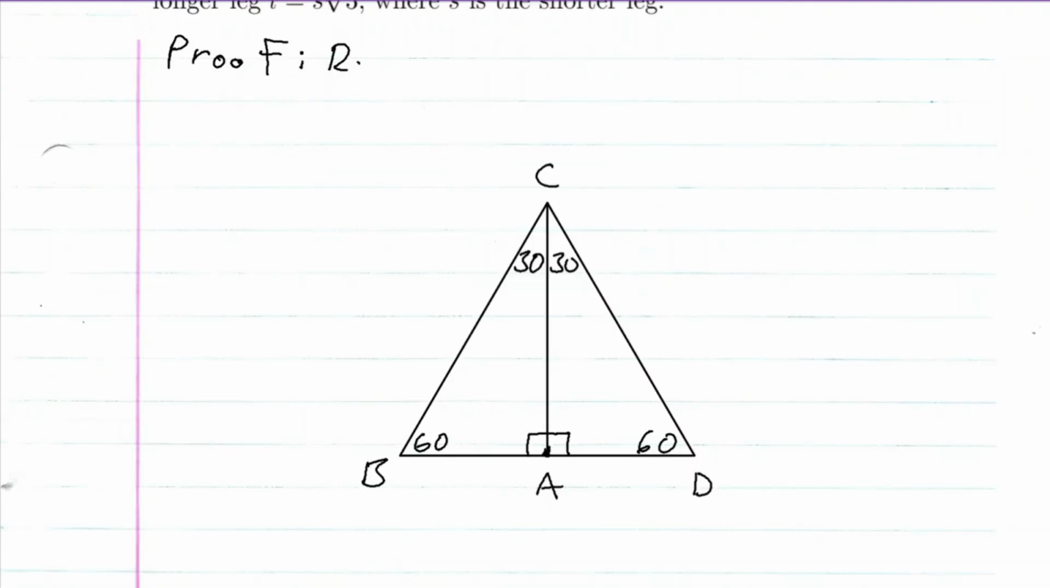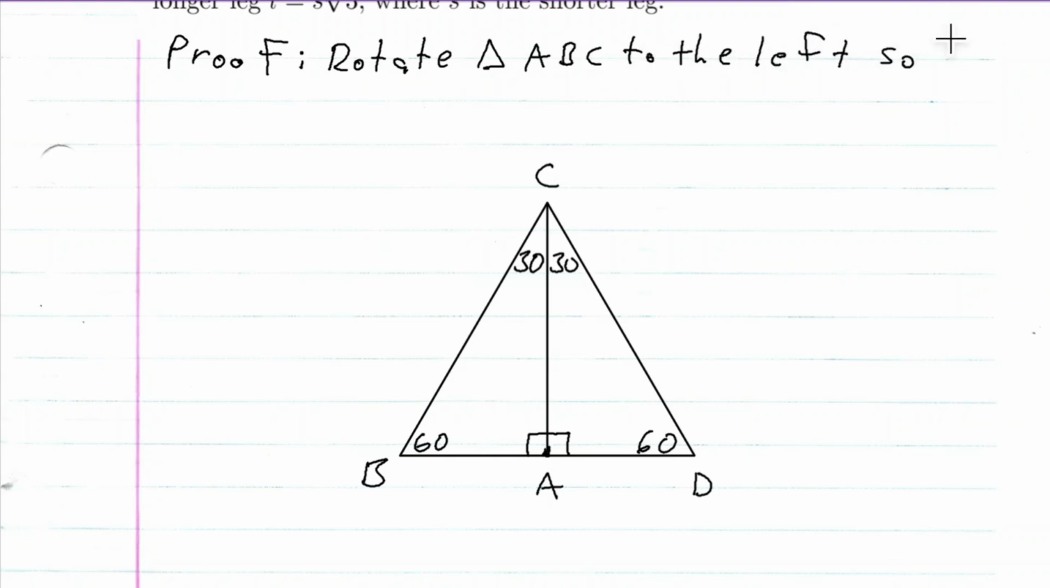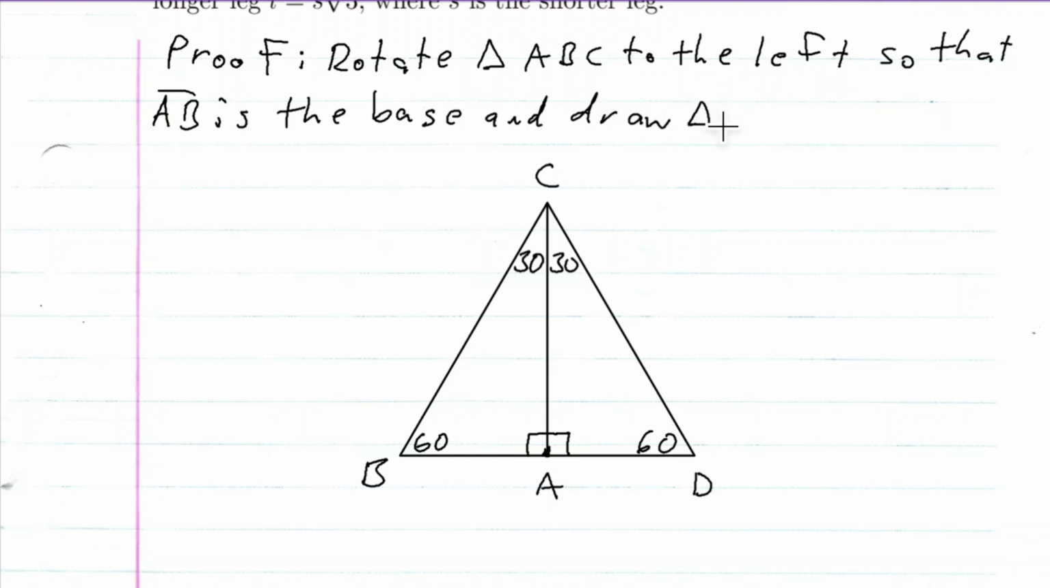Okay, so now I'm going to describe what I did in that picture. So I rotated triangle ABC to the left so that AB is the base, and draw a triangle ADC adjacent to triangle ABC, right? So just describing what I did here, right?